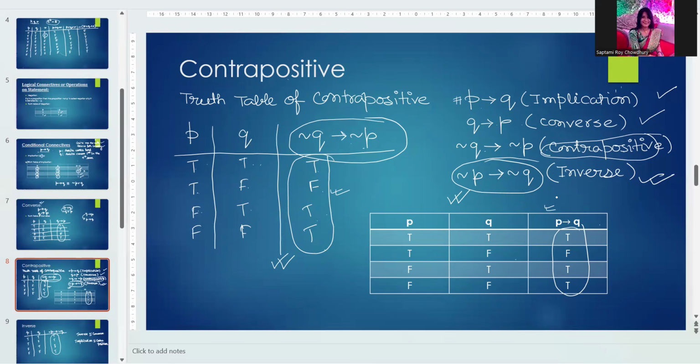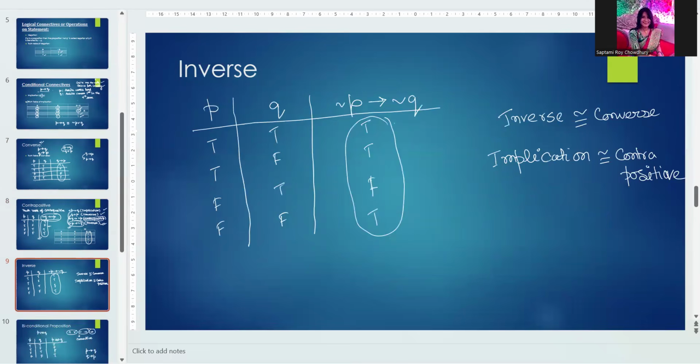Achha. What is called the inverse? Not P implies not Q. This is called the inverse. And if you see, this and these two are logically equivalent, and these two are logically equivalent. Okay. Contrapositive. And next one is the inverse. Inverse is logically equivalent to converse. Implication is logically equivalent to contrapositive.